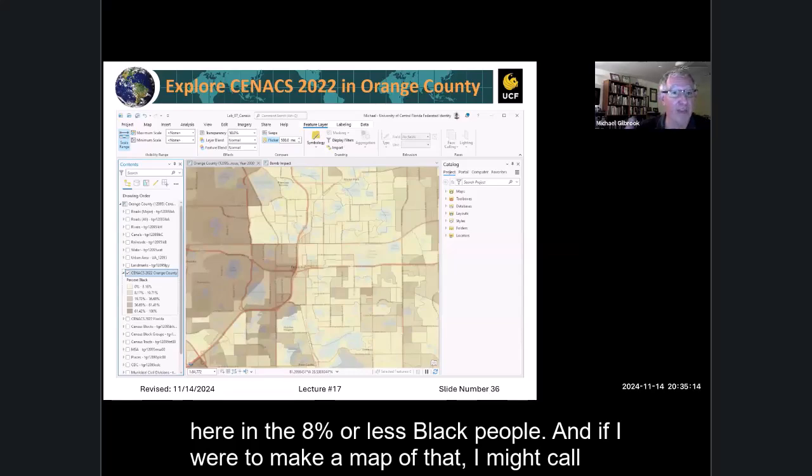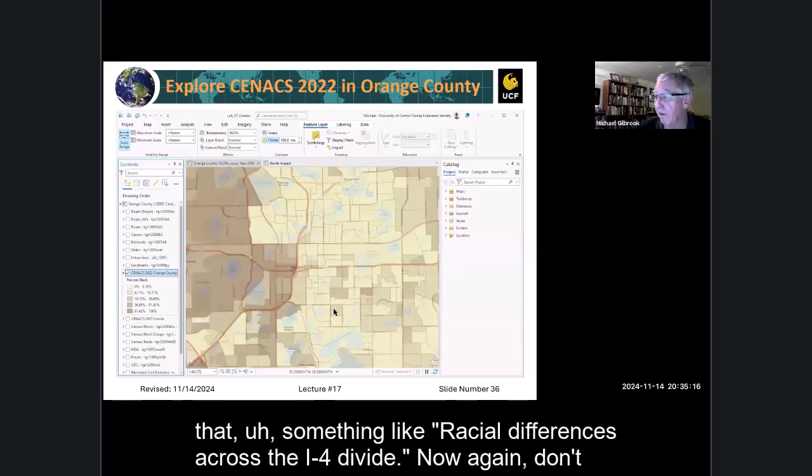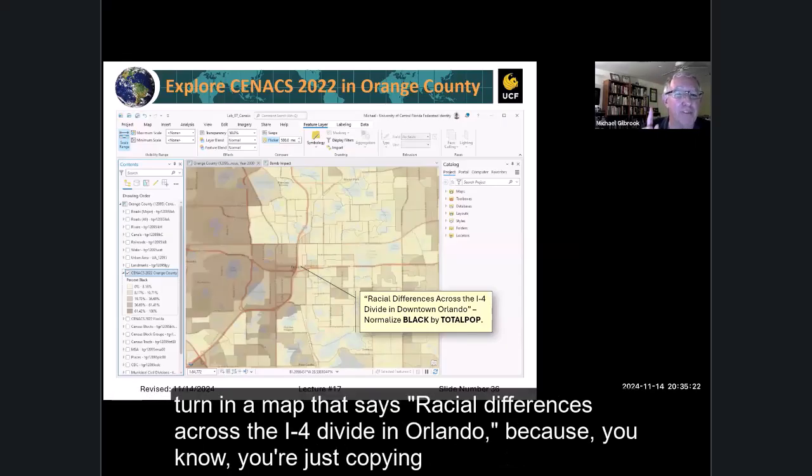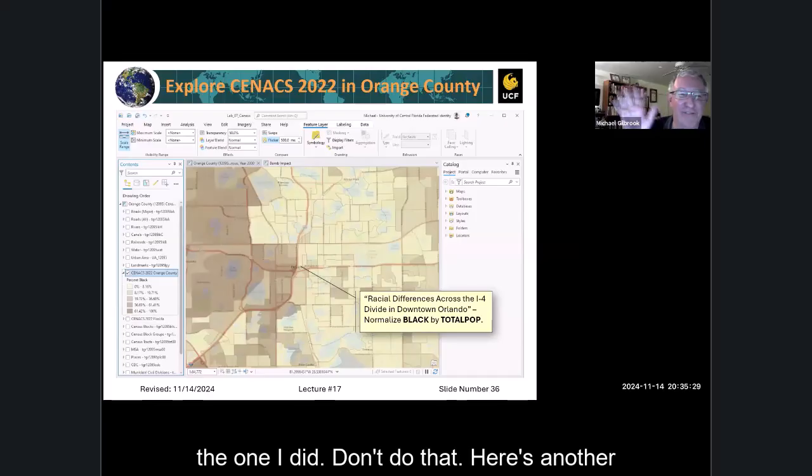If I were to make a map of that, I might call that something like racial differences across the I-4 divide. Now, again, don't turn in a map that says racial differences across the I-4 divide in Orlando, because you just copied the one I did. Don't do that.